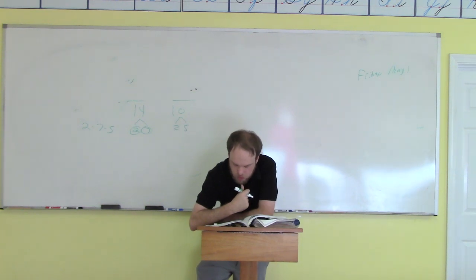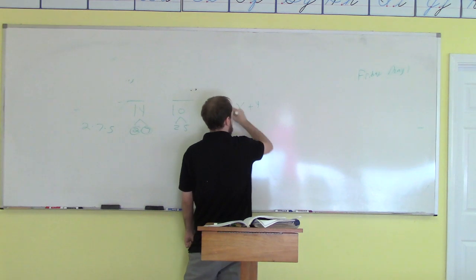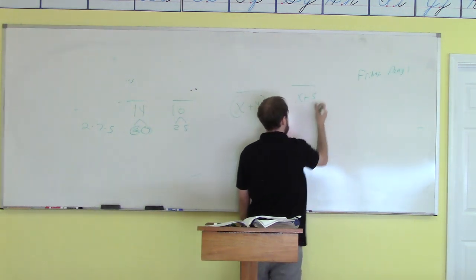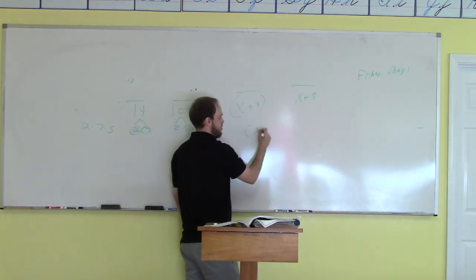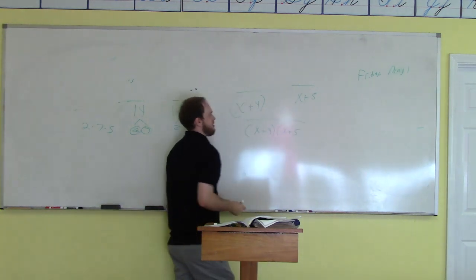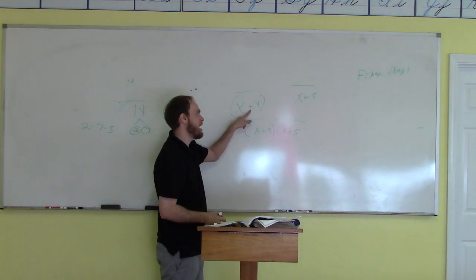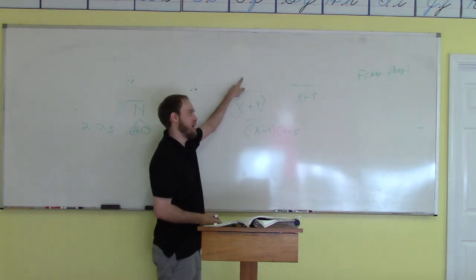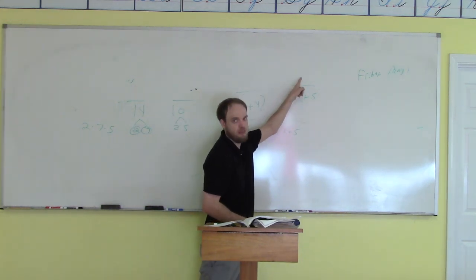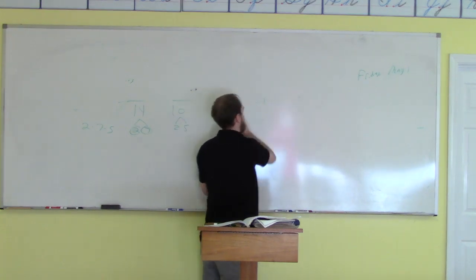For example, like this one I did up here on the board, if I had x plus 4 here, and then I had x plus 5 here, then the common denominator would be x plus 4 times x plus 5. Then I would say, okay, this one had an x plus 4, what's it missing? It's missing the x plus 5, so I have to multiply the numerator by x plus 5. What's this one missing? The x plus 4, so I have to multiply the numerator by x plus 4. So that's how they work if they don't have a common denominator already.